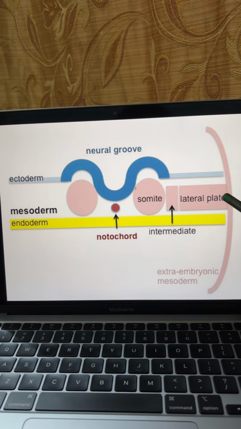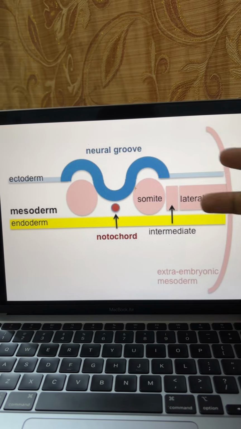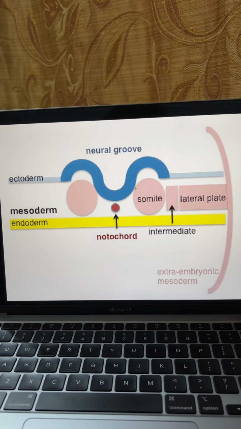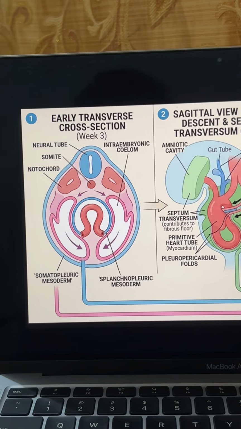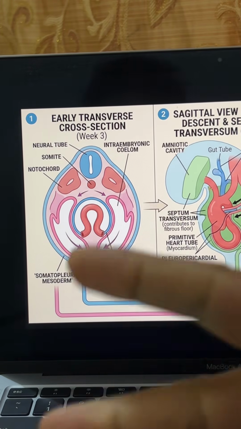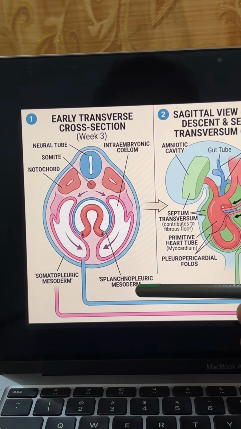Actually, this lateral plate mesoderm splits into two layers, that is somatopleuric mesoderm, and the second one is splanchnopleuric mesoderm. So remember this lateral plate mesoderm. That lateral plate mesoderm will split. I've told you that the lateral plate mesoderm is split into two layers, one is somatopleuric and one is splanchnopleuric mesoderm.